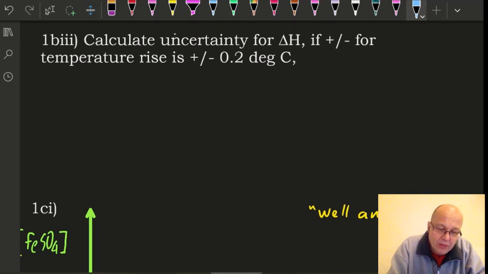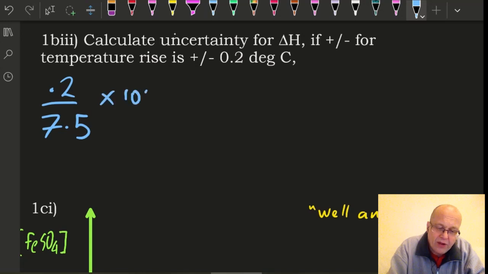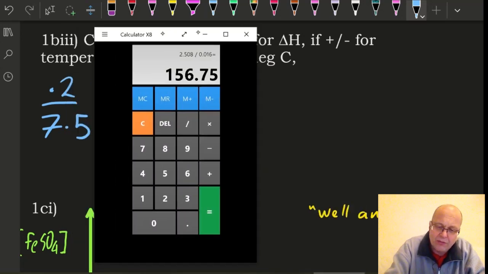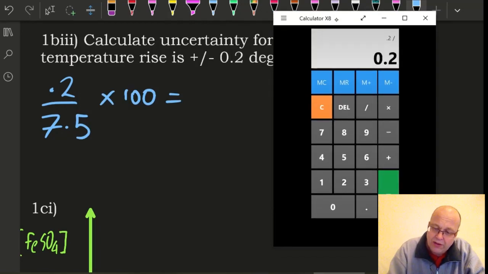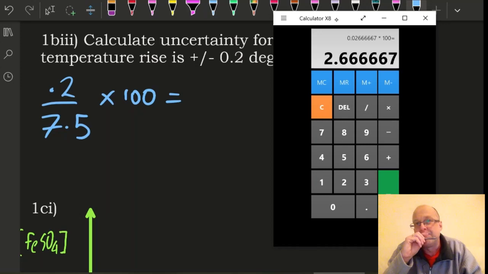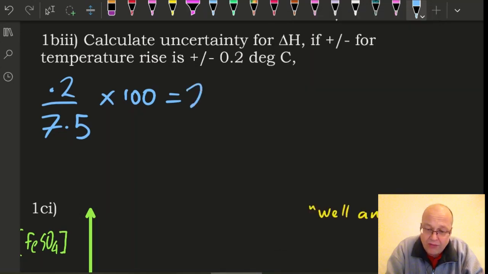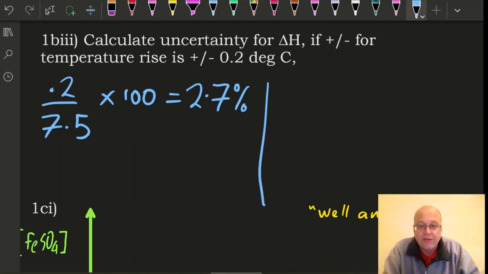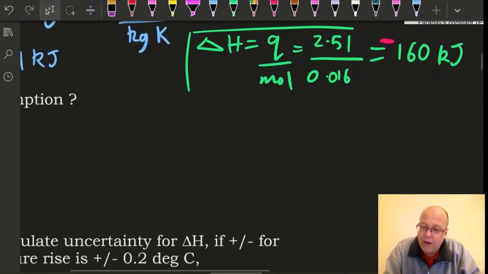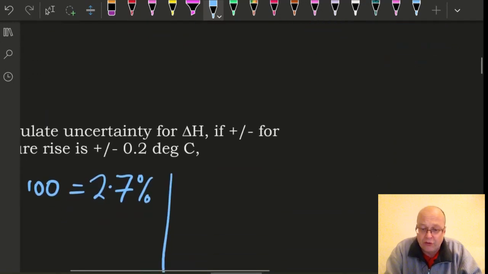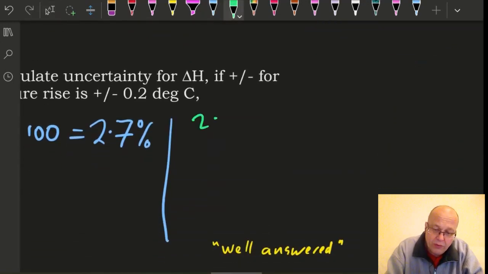So if the only uncertainty is the temperature, I'm going to work out the percentage uncertainty. It's 0.2 over 7.5 times 100. I know it doesn't need to be the percentage, but I like the percentage, so we'll just do the percentage first of all. So 0.2 divided by 7.5 times 100. Now the IB rounded that to 3%, which then screws up the numbers later on. I'm not going to round just yet because I'm not finished. So I'm going to say it's 2.7%. So if my thermometer is out by plus or minus 2.7%, then my final calculation of minus 160 could be out by up to 2.7%. So let's work out 2.7% of my 160.